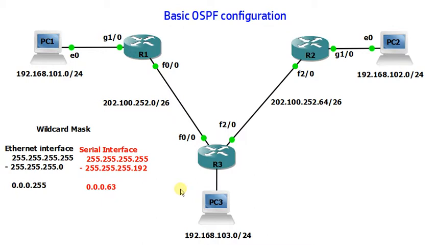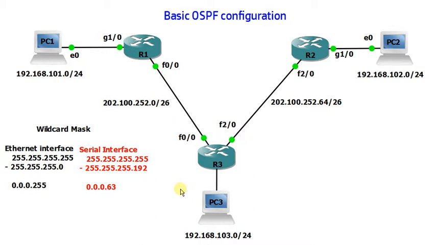Process ID, it's like you define or enable your OSPF domain. It doesn't have to be the same. The reason is we are connected to the same area. The area should be area 0. If you're using a different area for the basic configuration, this is not going to work.